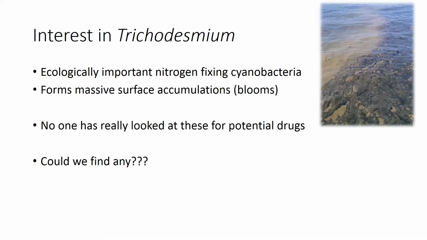We've had a lot of interest in this other blooming organism, this blooming cyanobacteria trichodesmium. It's a very important nitrogen-fixing cyanobacteria. So it takes nitrogen out of the air as N2, and it converts it into usable nitrogen for other organisms. It forms massive, massive surface accumulations. Believe it or not, James Cook actually documented finding trichodesmium blooms when he was out sailing. They used to think that they were shoals.